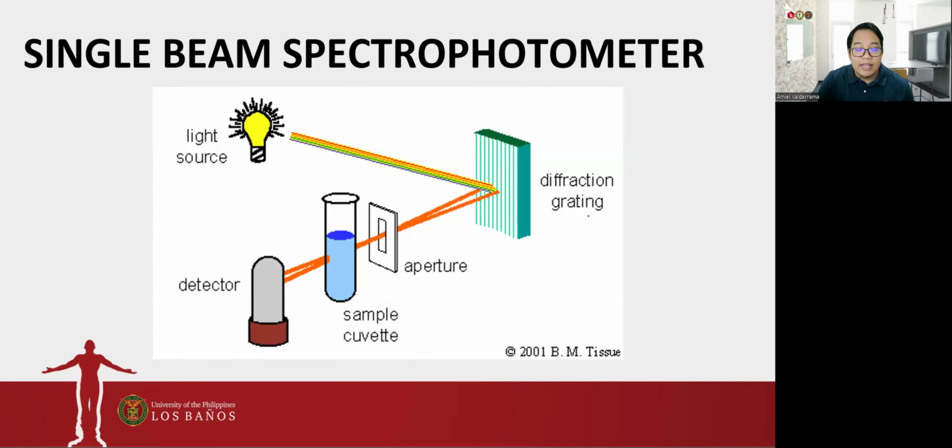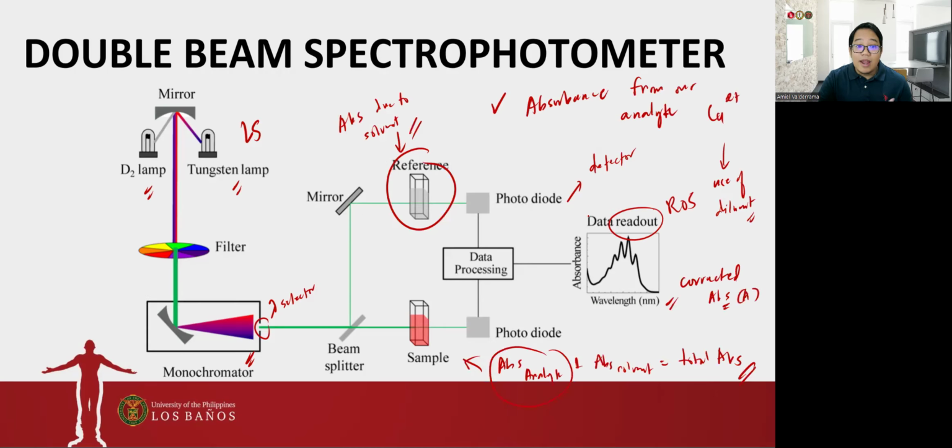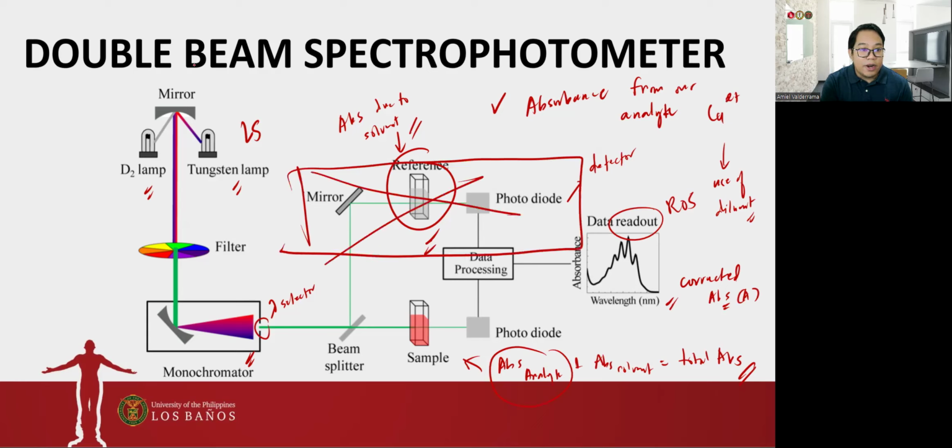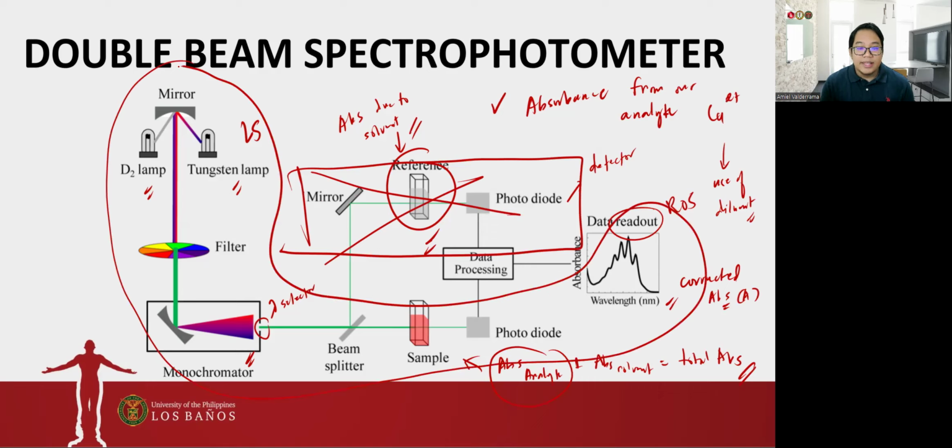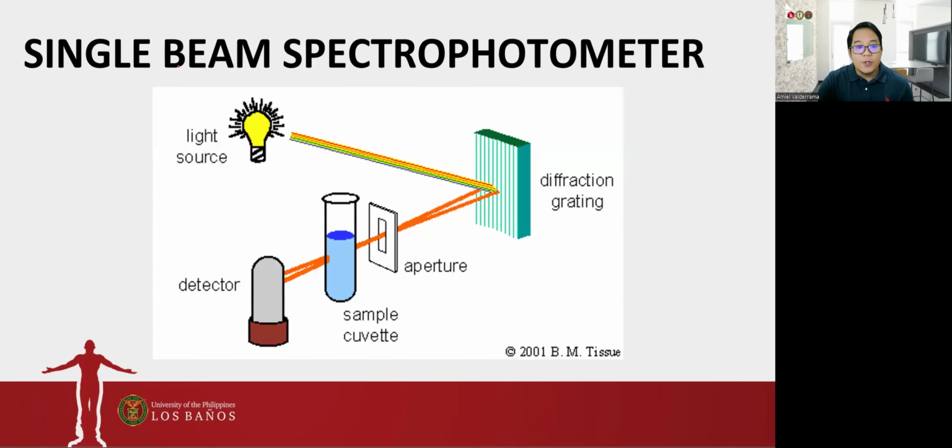Sa single beam naman, ganun lang din yung mechanism niya, except walang reference cell. Ibig sabihin, you can imagine na wala itong part na to. So itong part na to, ito na yung single beam. Okay? Tinanggal lang natin yung reference. So how do we correct yung blank natin when we make use of single beam? What we usually do is first i-read natin yung blank natin. Yung blank natin yan yung usually solvent natin.